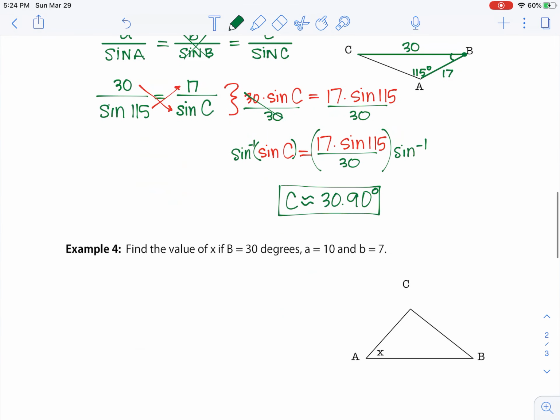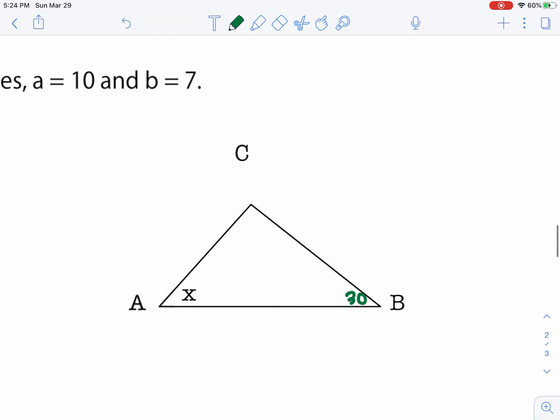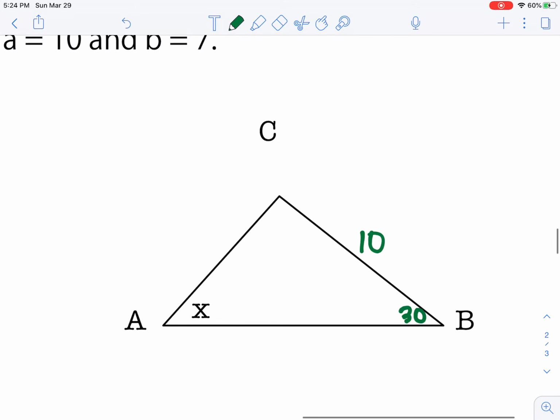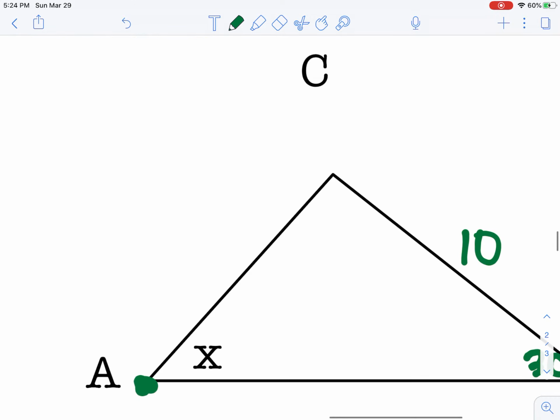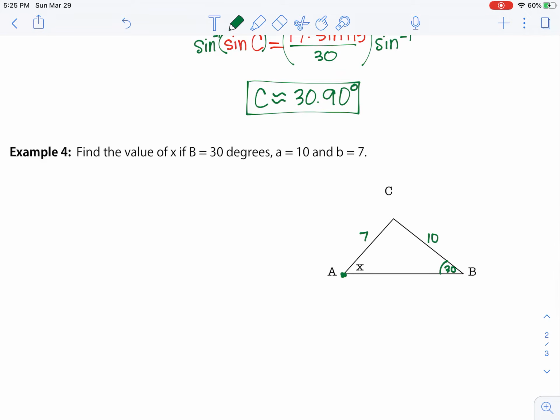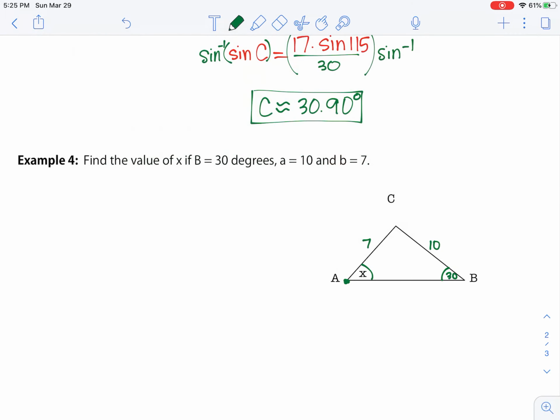All right. So again, if you wanted to pause, this next problem is just like that. So you wanted to get a chance to try to set it up before you find it. I'm going to fill in what I know. So we know this angle here is 30. We know that A is 10, which is this side over here because it's opposite of where vertex A is. This side is 7. So the angle we know is non-included. And our goal is to find the value of x.